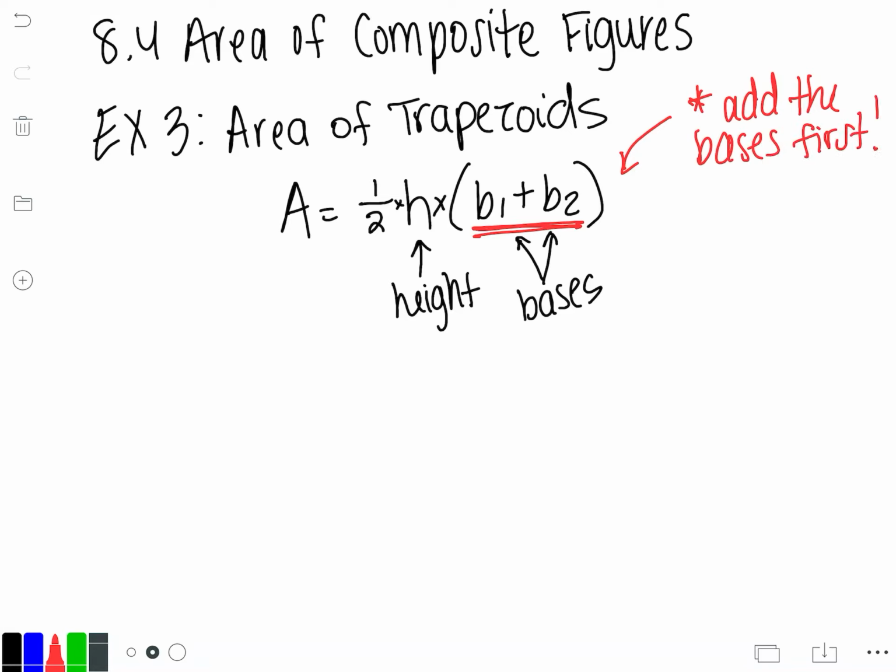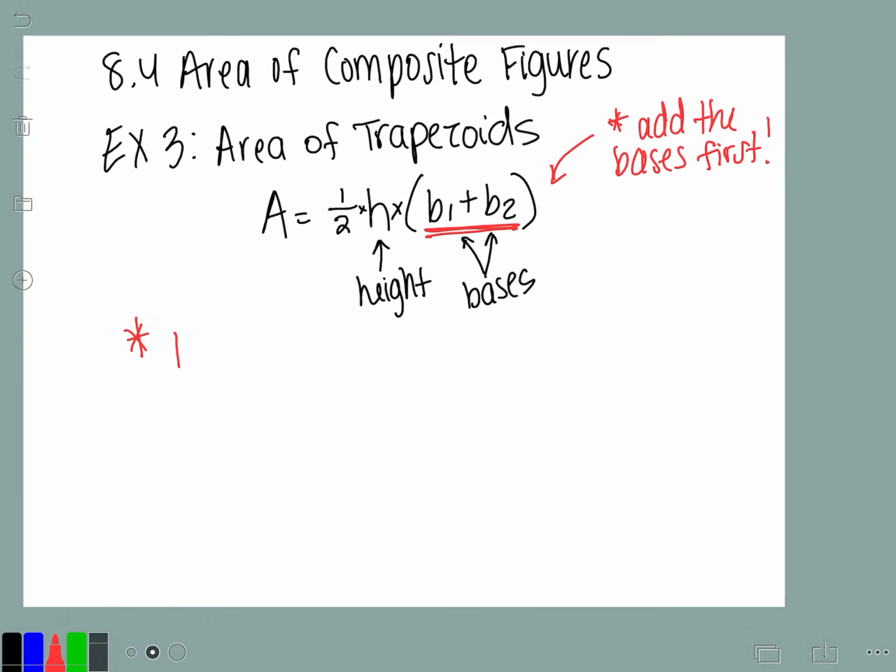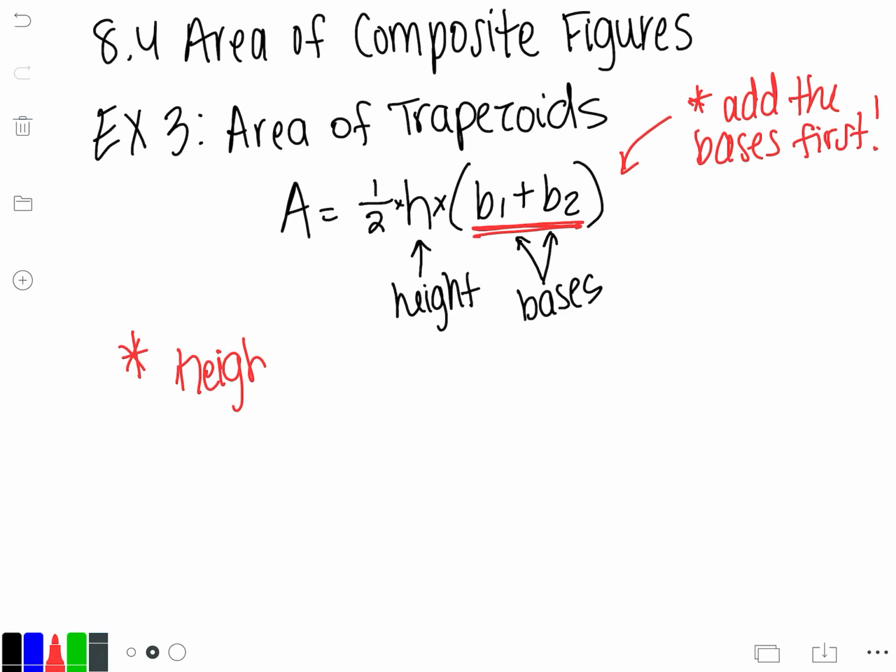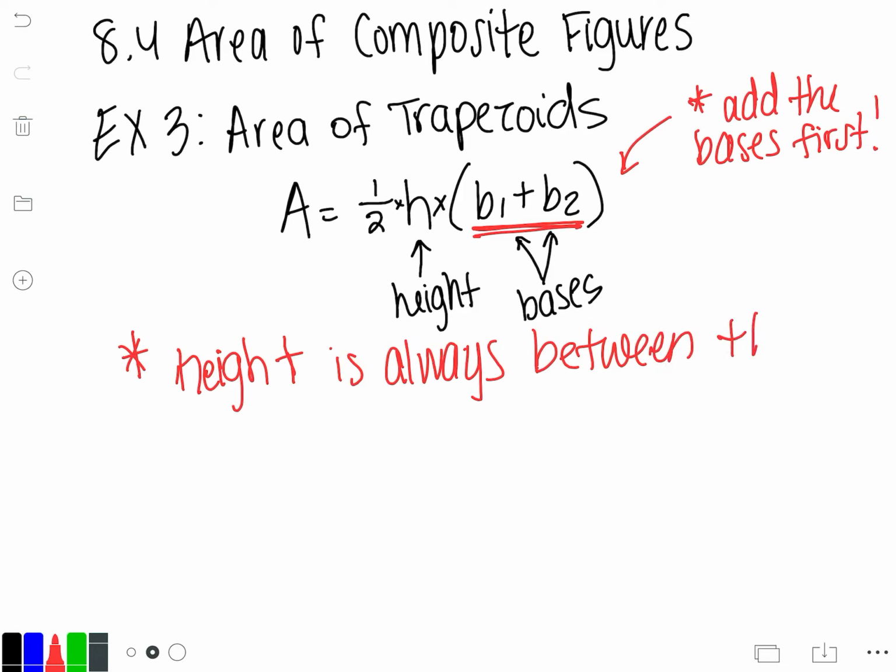Okay. Another fact is that your height is always between the two bases. All right, so make sure you have all this good information down. I think I can probably fit one problem on here. Let's do that. That way we have our formula and all of our notes.